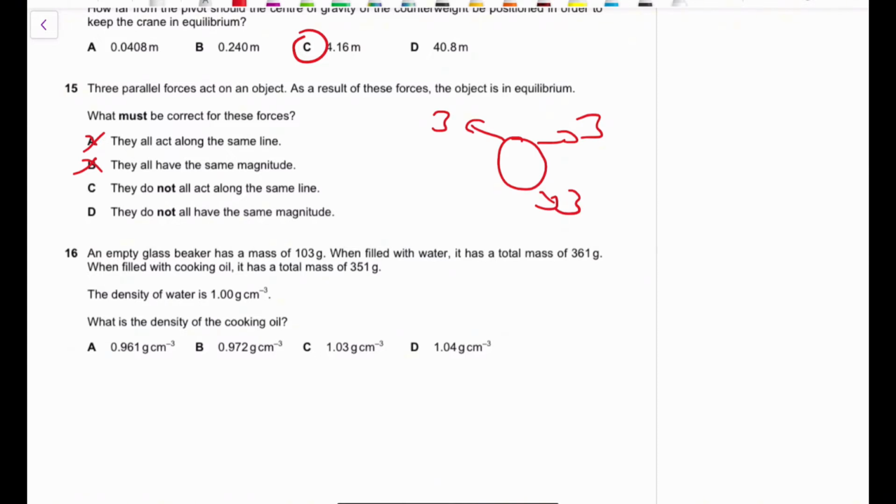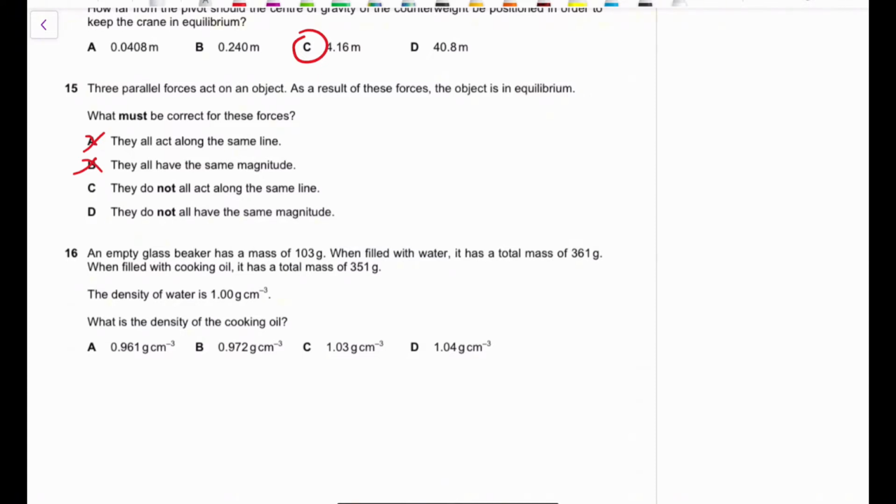They do not all act along the same line, okay? Two forces may act along the same line. For example, that one might be a 3, and that one might be a 3. 3 plus 3 is 6. That one might be acting along a different line, which is going to be a 6. So you're going to get 0, right? So C is not necessarily correct.